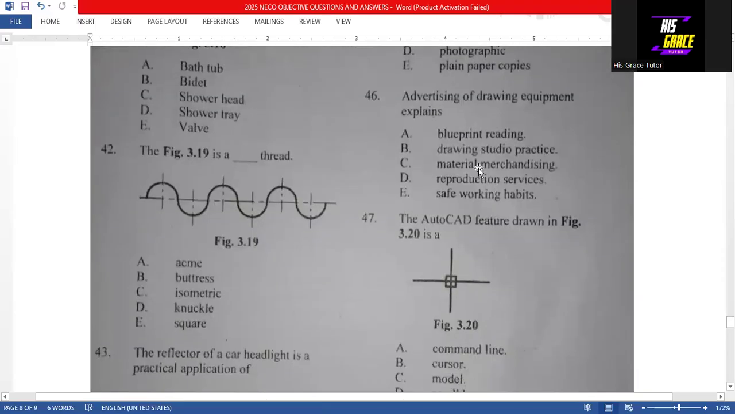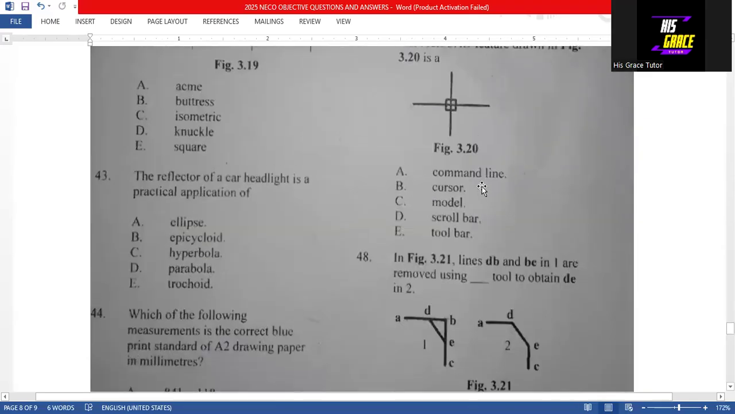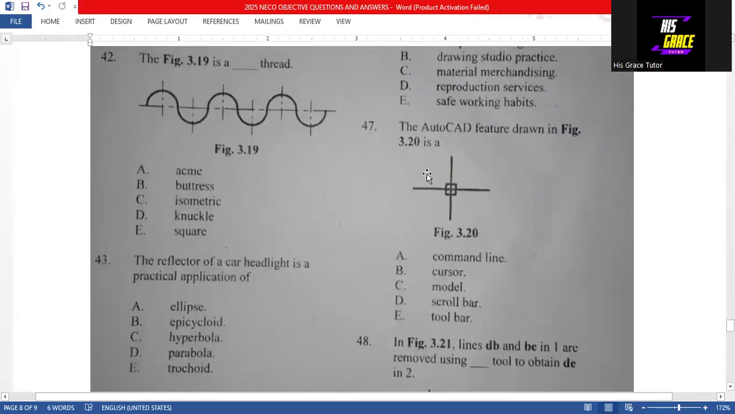Question 46. Advertising of drawing equipment explains material merchandising. That is option C, the answer to that question. Then question 47. The AutoCAD feature drawn in figure 3.20 is a cursor. So the answer is a cursor.